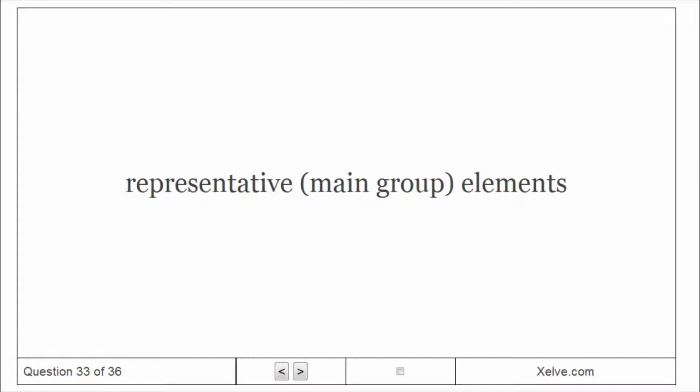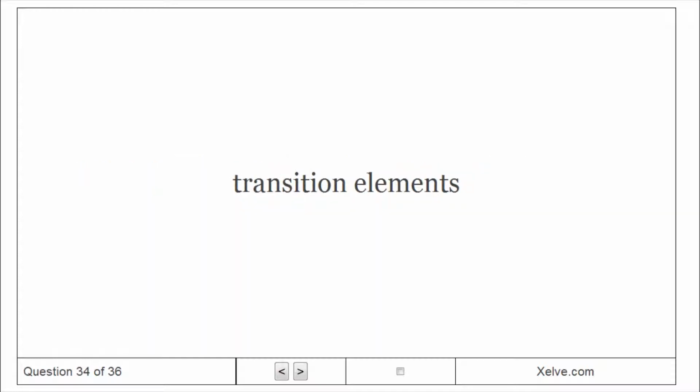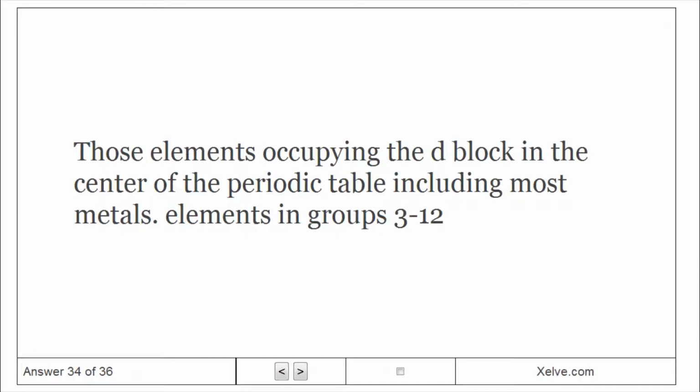Representative elements. A group in the periodic table which includes metals, metalloids, and non-metals. Transition elements. Those elements occupying the d block in the center of the periodic table including most metals. Elements in groups 3 to 12.